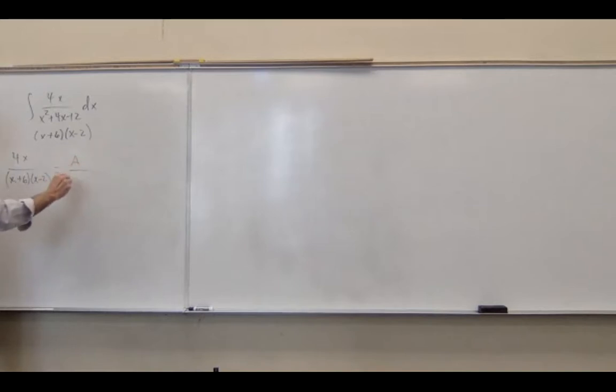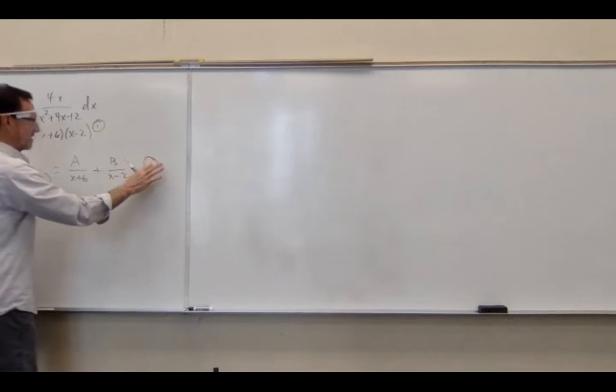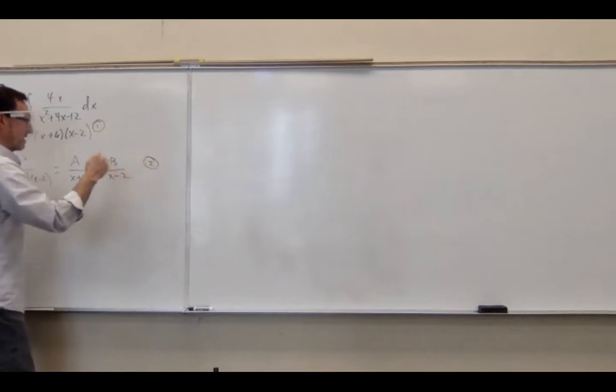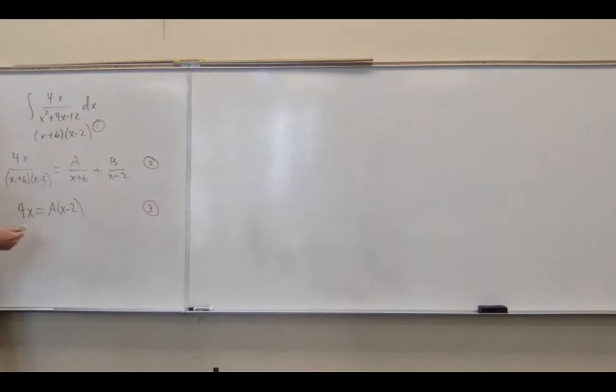This is a case 1 problem. 2 linear factors that are not the same. I always do the same steps. First of all, factor the denominator, and then set up our decomposition pattern. And then 3, we equate numerators: 4x equals A times x minus 2 plus B times x plus 6.